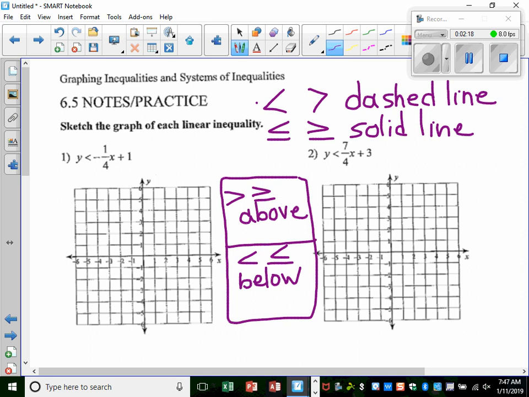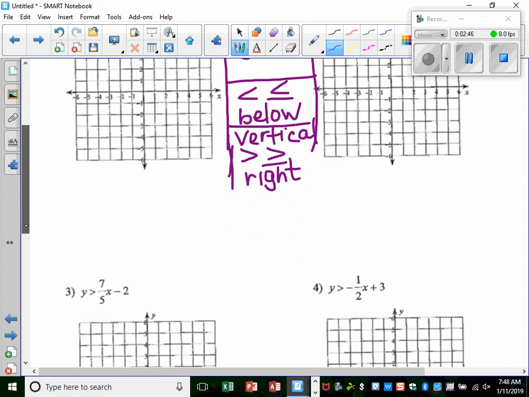But what if it's a vertical line? So if it's a vertical line, let's put vertical. I may have to make my box a little bigger. If it's a vertical line and it's greater or greater equal, then you shade to the right. And then obviously, if it's less or less equal, you shade to the left. All right, so that's your little key to use for the shading part of it.